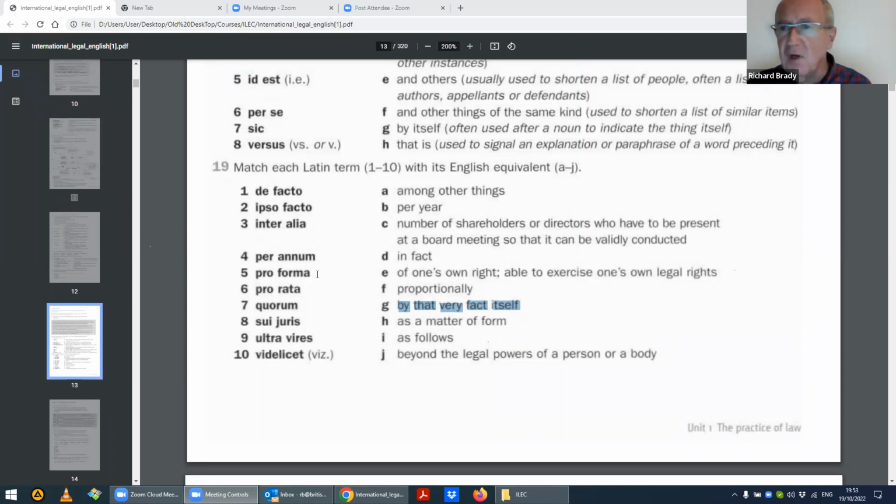A pro forma document is a document which is purely produced for the protocol, for the official method of doing something. Quorum we know. Sui juris. Sui juris.